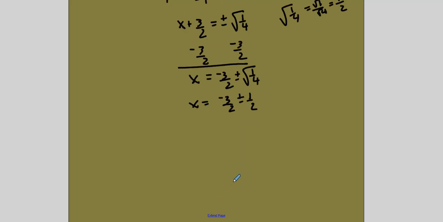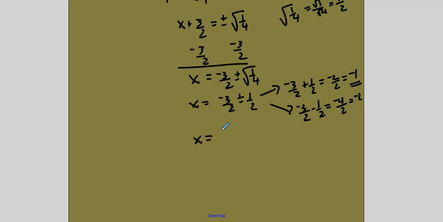Now we're still really not done, because we should write both solutions. We should clean that up. One of the solutions is negative 3 halves plus a half. The other one is going to be negative 3 halves minus a half. So this is going to be negative 2 over 2, which is negative 1. That's one of my final solutions. And then this is going to be negative 4 over 2, which is negative 2. So my solutions are x equals, and I'm going to put them in brackets here because I have two solutions, negative 2 and negative 1.